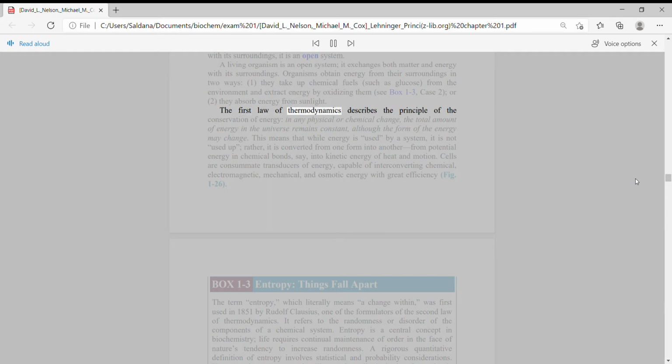The first law of thermodynamics describes the principle of the conservation of energy. In any physical or chemical change, the total amount of energy in the universe remains constant, although the form of the energy may change. This means that while energy is used by a system, it is not used up, rather, it is converted from one form into another, from potential energy in chemical bonds, say, into kinetic energy of heat and motion. Cells are consummate transducers of energy, capable of interconverting chemical, electromagnetic, mechanical, and osmotic energy with great efficiency.